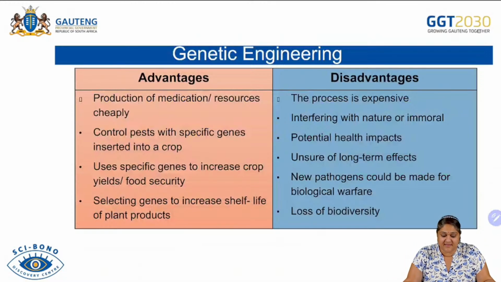We can produce medicines, okay? We can control pests with specific genes inserted into a crop. We can use specific genes to increase crop yield or food security, and select genes to increase the shelf life of plant products, okay? People would want this. Why would you want this? You don't want your things to rot, and you don't want to run to the shops all the time. If it increases the shelf life, you don't have to go to the shops often. You can also make bigger crops, better crops, so that we can increase food security.